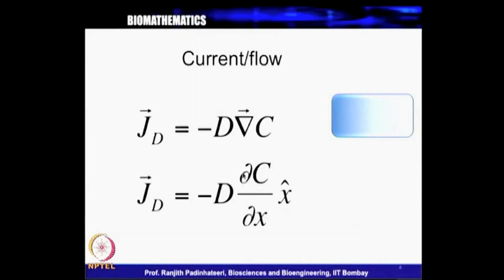As we just said, since del C by del X is negative, because as x increases, the concentration decreases, with this negative sign the whole thing is positive. So, that means the direction of J will be along the direction of X, that is along x cap. So, that is what this means.